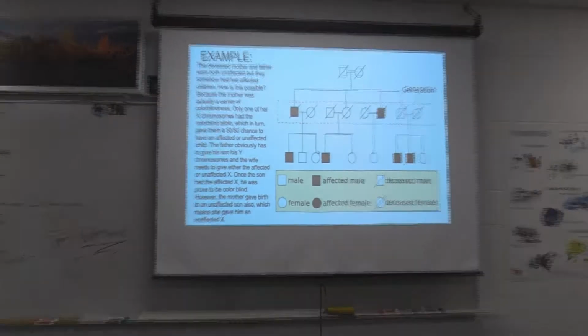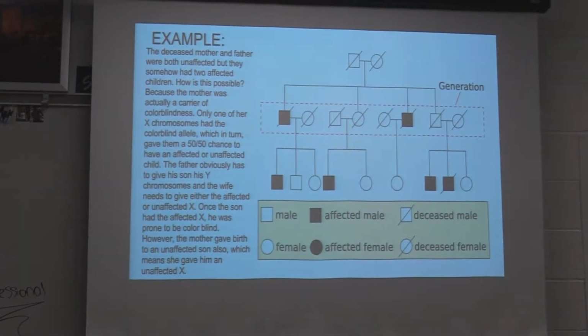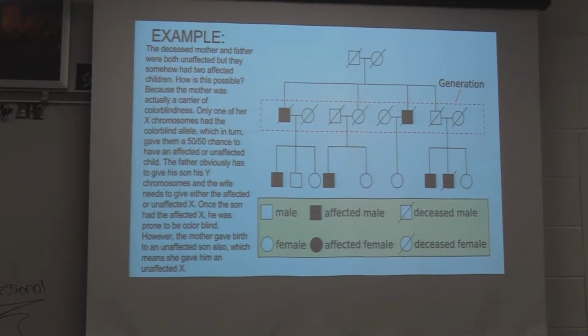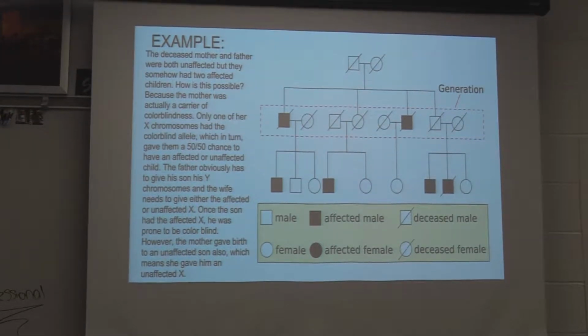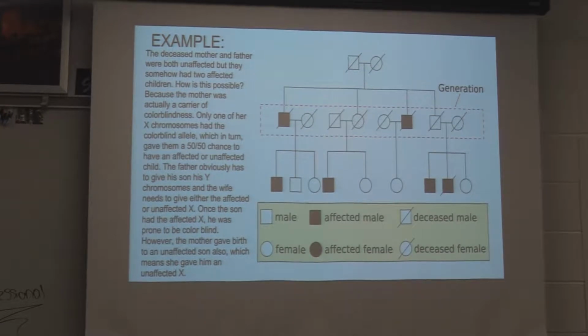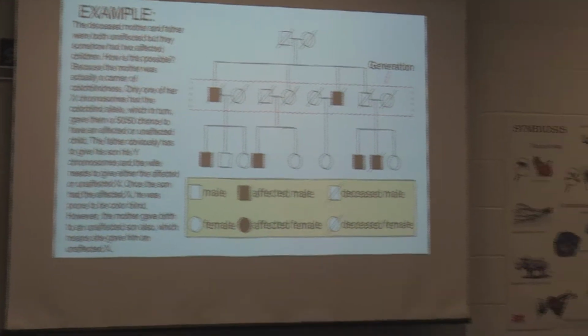Here's an example of a genetics chart for color blindness. The mother and father were both unaffected, but somehow they had 2 affected males. This is because the female was not affected, but she was a carrier. The mother was a carrier. So the mother unluckily gave the affected X chromosome to the males.